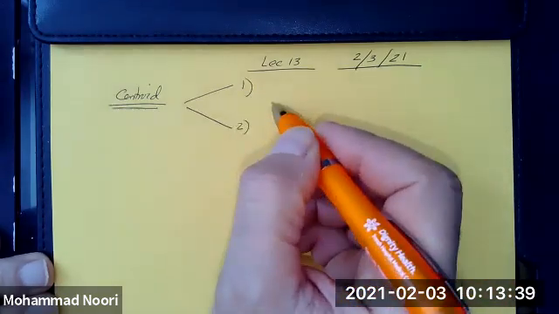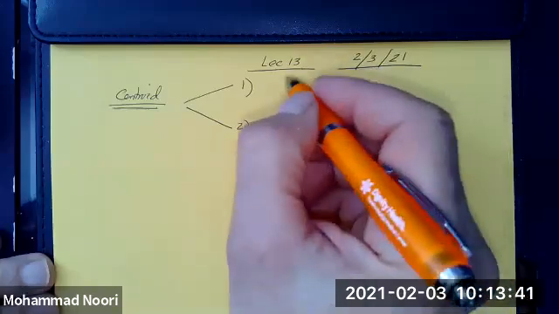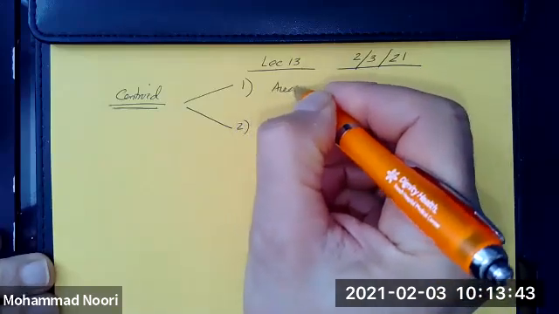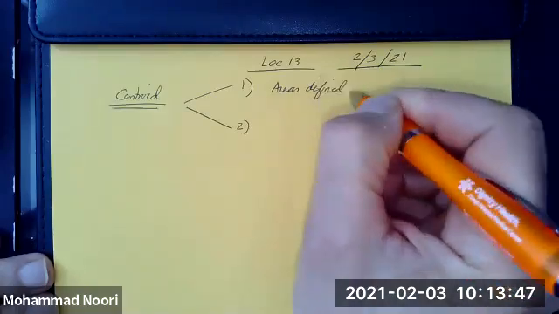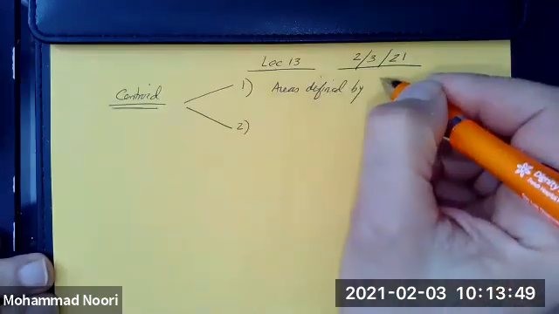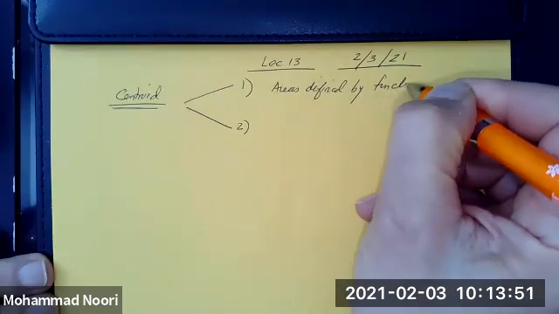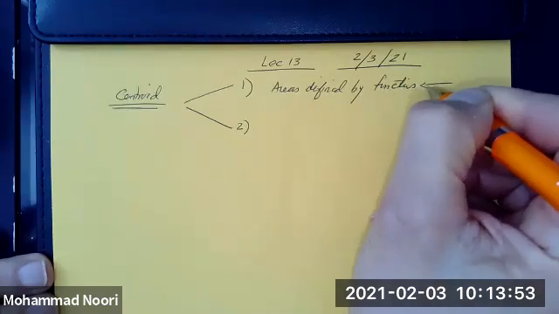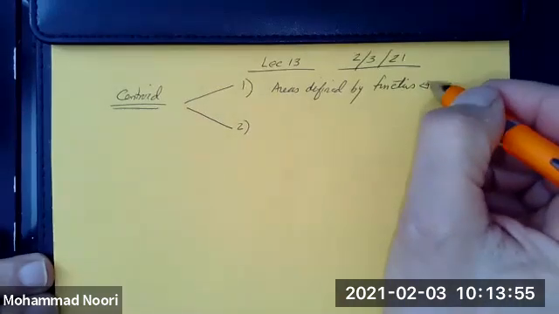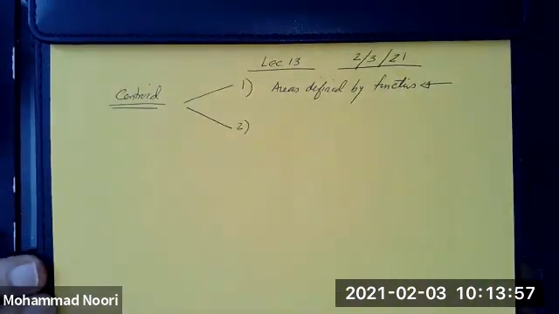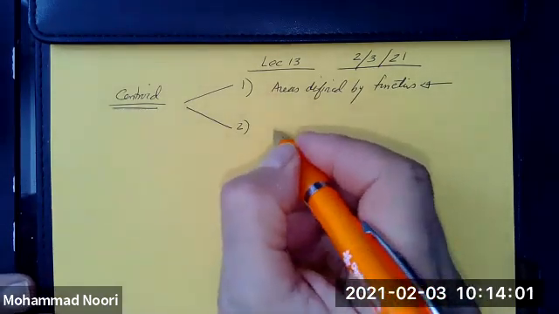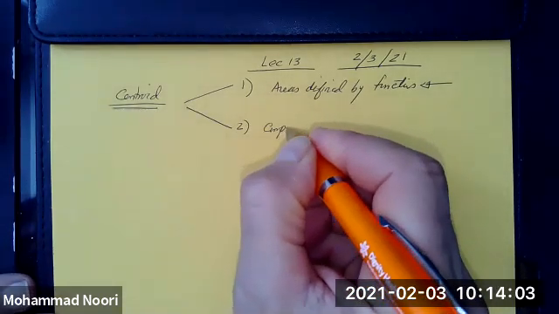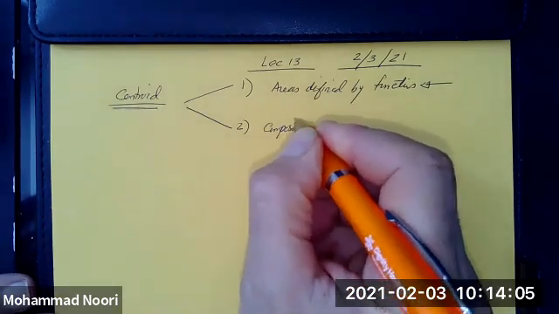Case one is the type that we saw last time, areas defined by some functions, by algebraic functions. This is the type of problem that you will not see in the exams, or is not important. The second type, which is very important, are composite shapes.